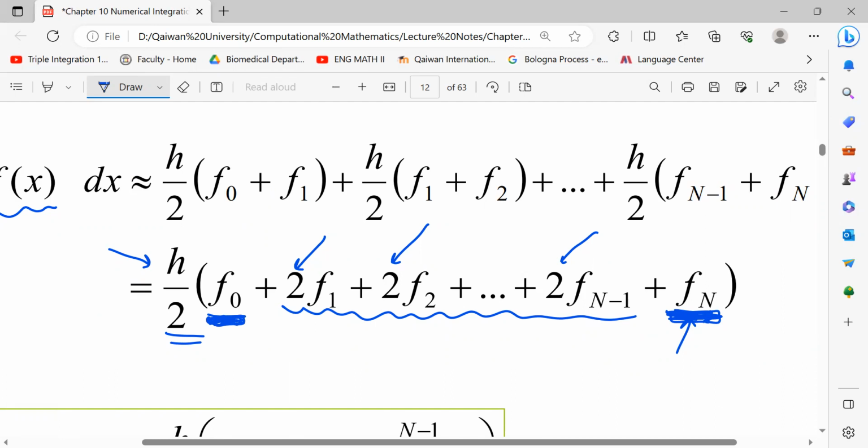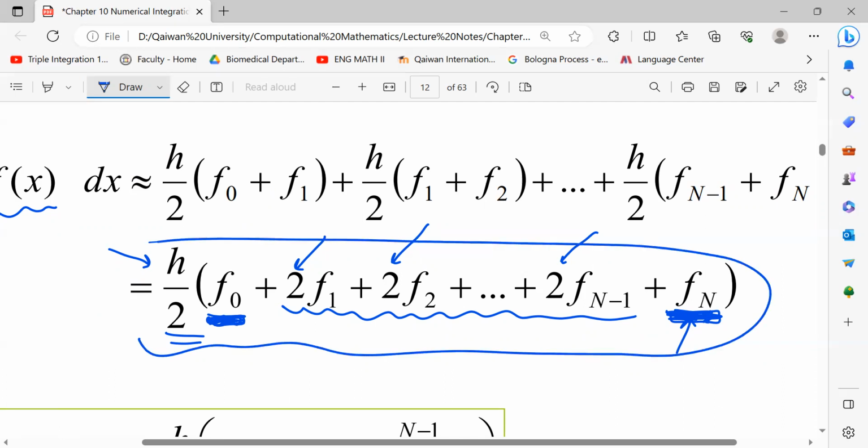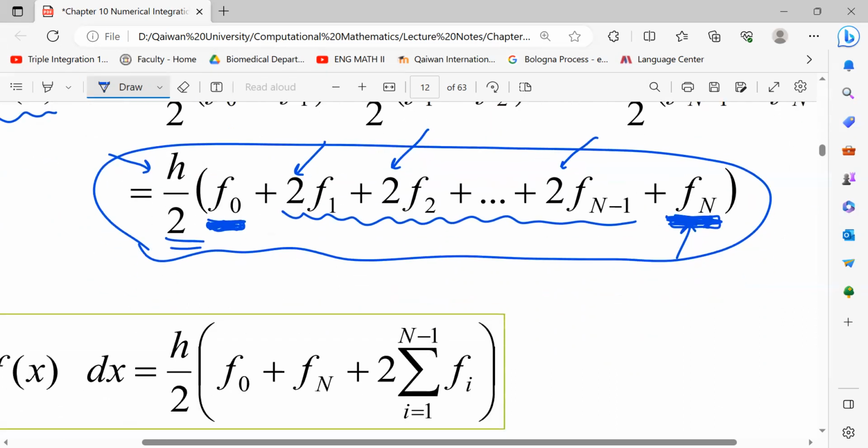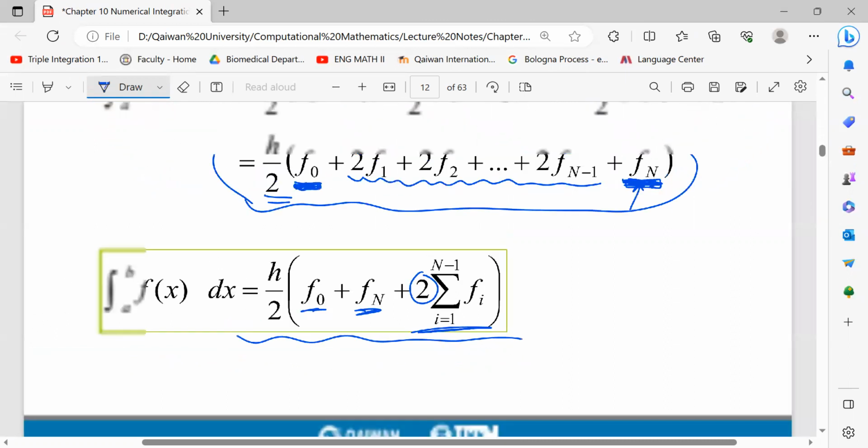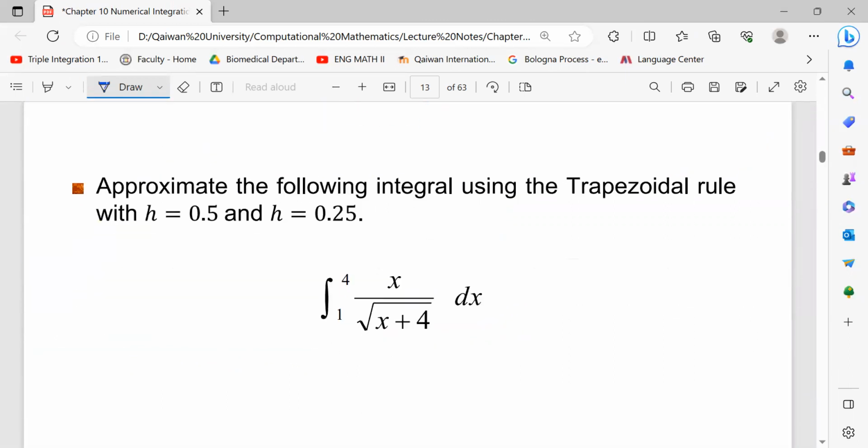Then we find the sum of them, and we get the result. This is the trapezoidal rule. Or it could be written in this way: h over 2, f naught plus fn plus 2 times all the others. This is the trapezoidal rule.